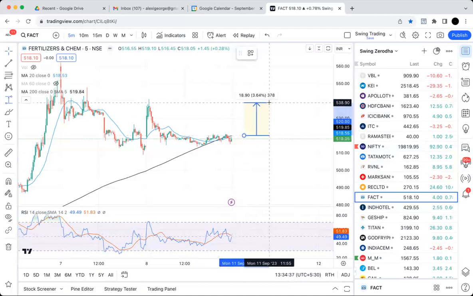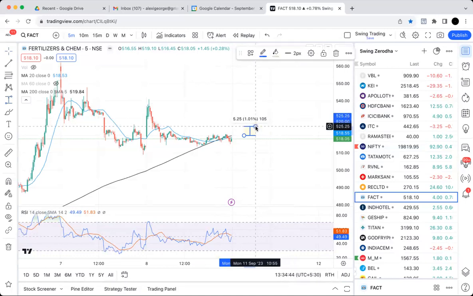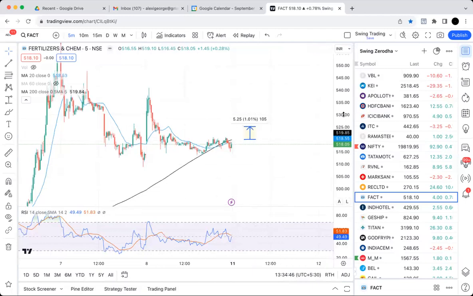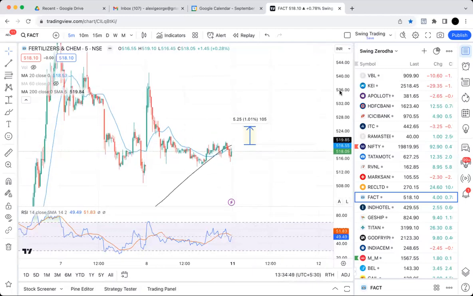Like 1% would be right here. Let's see. Right there. That would be 1%. Okay. And I think that's doable. All right. I hope that makes sense.